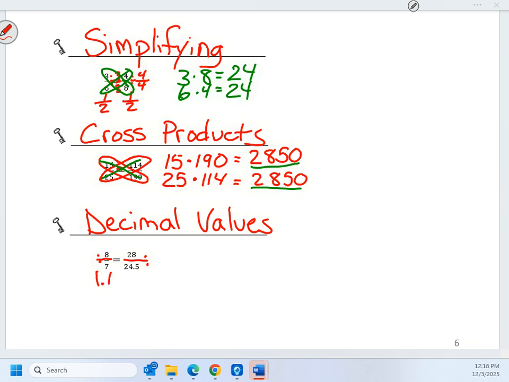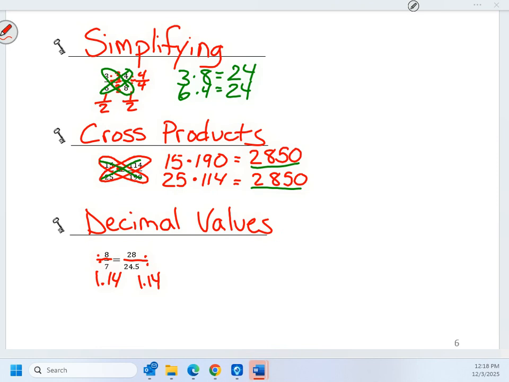1.14. What is 28 divided by 24.5? 28 divided by 24.5. Use your calculator. What'd you get, Finley? 1.14. Look at that, they're the same. So finding those decimal values, if the decimals are the same, it's a proportion.